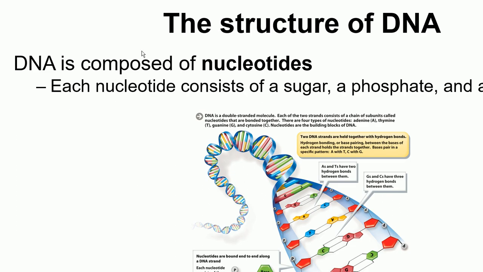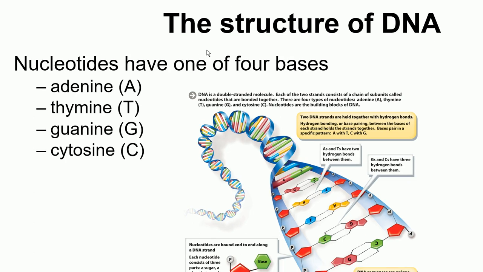As I said, DNA is composed of nucleotides. A nucleotide is the basic subunit or monomer of DNA, and every nucleotide consists of a sugar, a phosphate group, and a base. You can see here, this is the pentose sugar, this is the nitrogenous base, and here is the phosphate group. There are 4 kinds of nitrogenous bases in DNA: adenine, thymine, guanine, and cytosine.